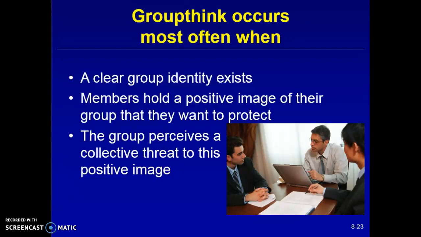And we're going to watch a video, the Challenger explosion. So you can look at that and really see the disaster that happened just because of a group that would not make that decision. Members hold a positive image of their group that they want to protect. They don't want anyone speaking out against that group. And the group perceives a collective threat to this positive image.